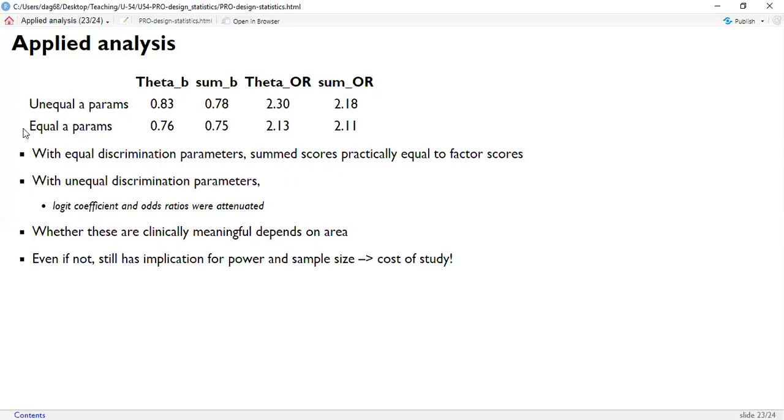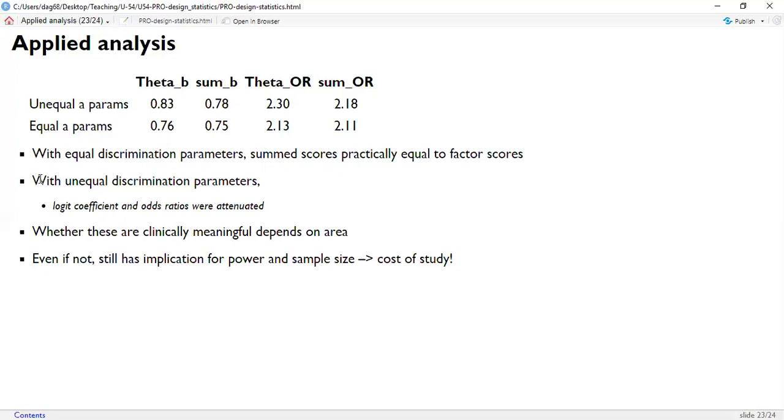And then the second row is when all of the discrimination parameters were equal to 1. So they were all equal. It doesn't have to be 1, but they do have to be the same value. 1 was just an arbitrary round number. It could have been 2.5. It could have been 1.5, but I just chose 1. So what you see here is that with equal discrimination parameters, the second row here, the sum scores are practically equal to the approach of using the estimated factor score as a variable. And the odds ratios, of course, are very, very close as well.